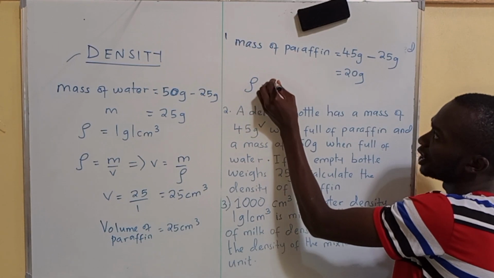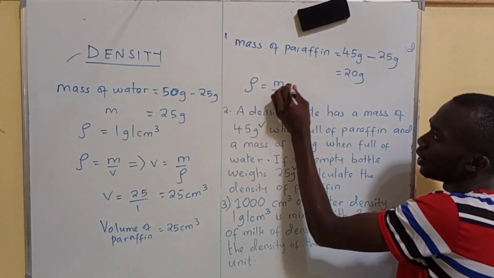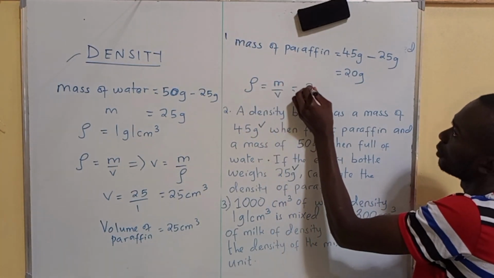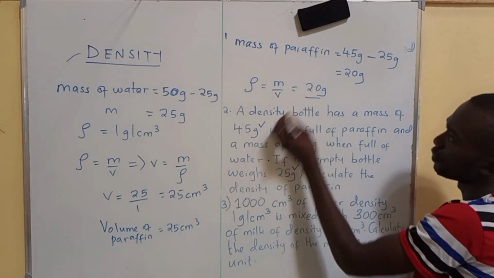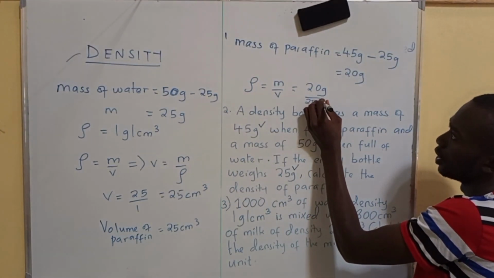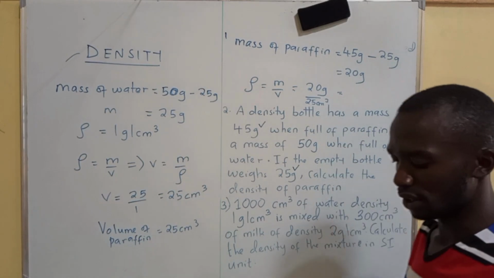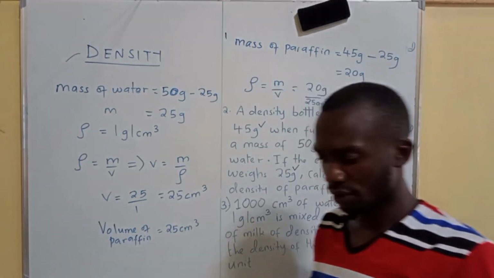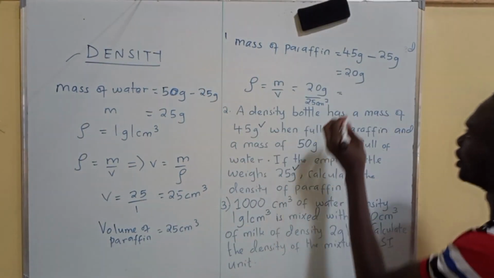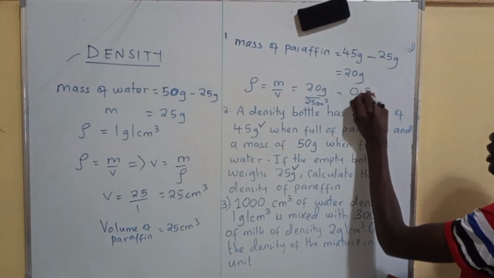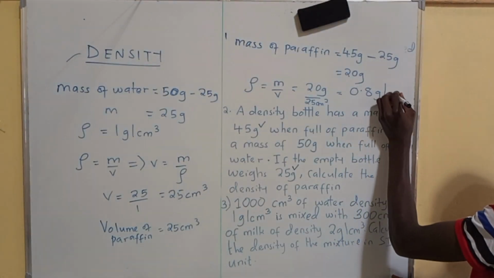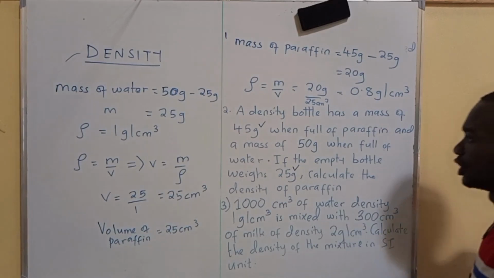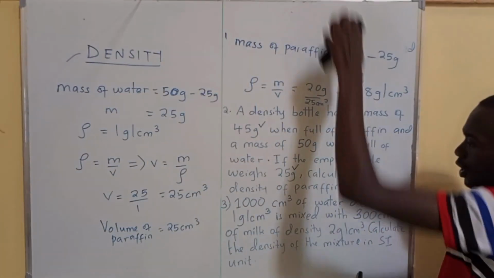Density of the paraffin is the same as the mass of the paraffin over the volume. So the mass is 20 grams over 25 cubic centimeters. So 20 divided by 25, and the answer is 0.8 grams per cubic centimeter. So this is the density of paraffin.